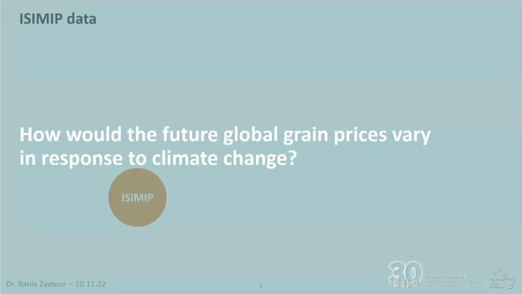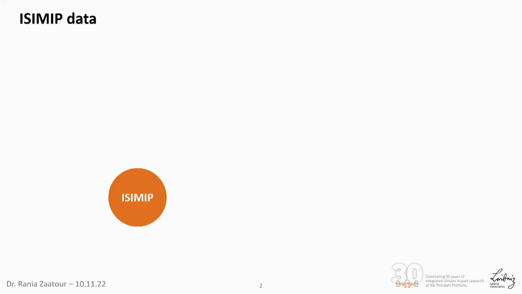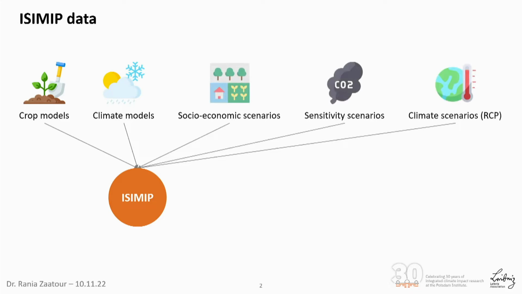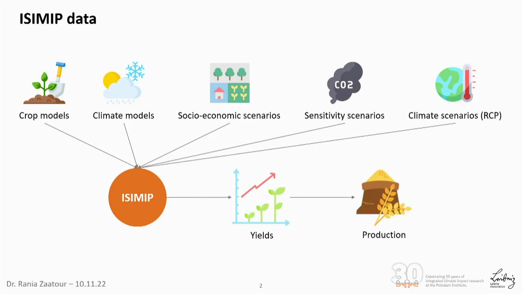To answer this question, we'll be using data from EasyMap. This framework projects the impact of climate change across different sectors, and we're interested in the agricultural sector. In this sector, EasyMap combines input from different crop models and climate models under different scenarios, namely the socioeconomic, sensitivity, and climate scenarios. Among different variables, EasyMap generates crop yields that we process to produce the global annual production for each crop we're interested in.